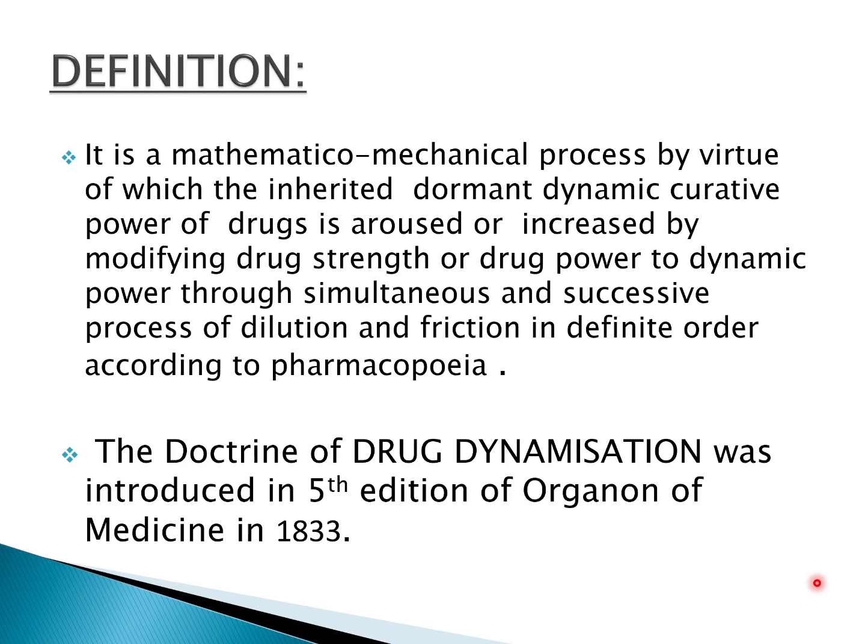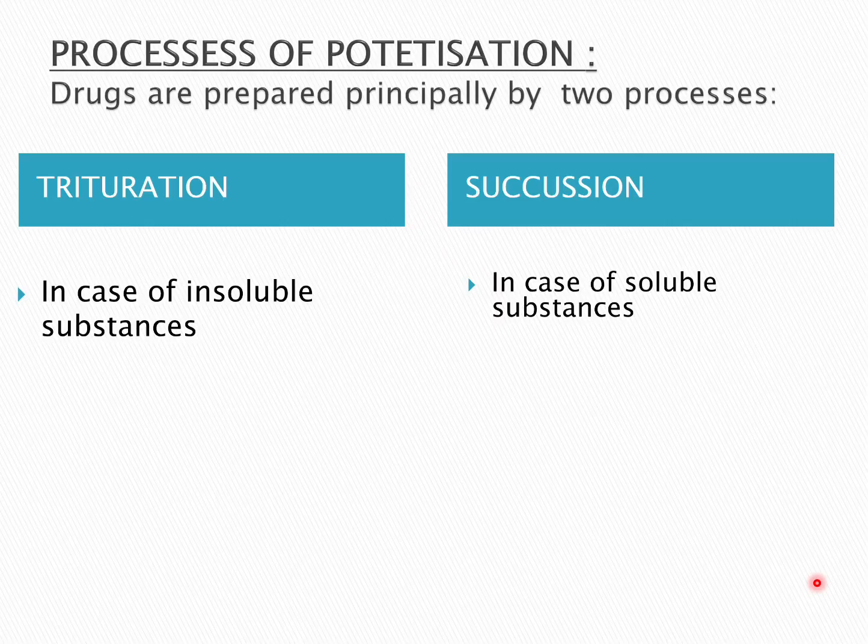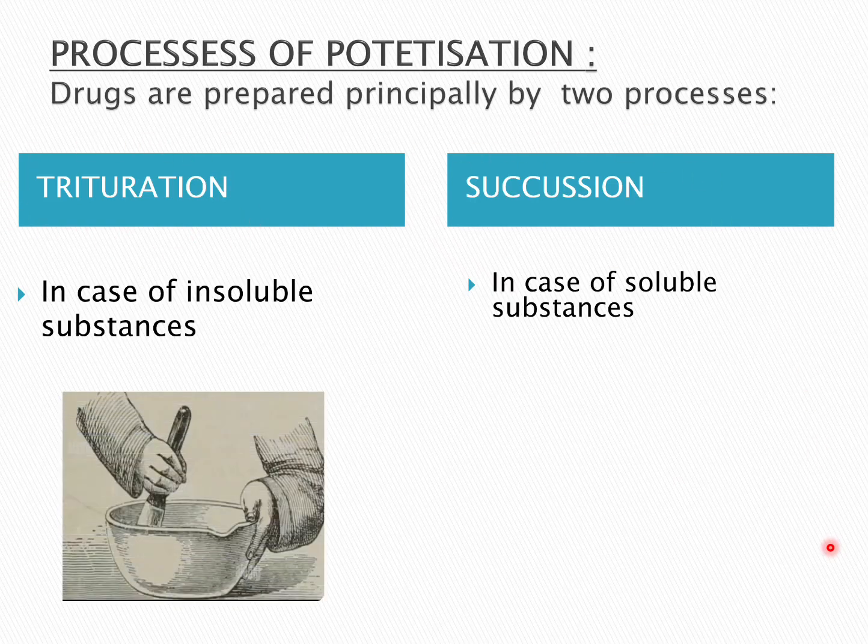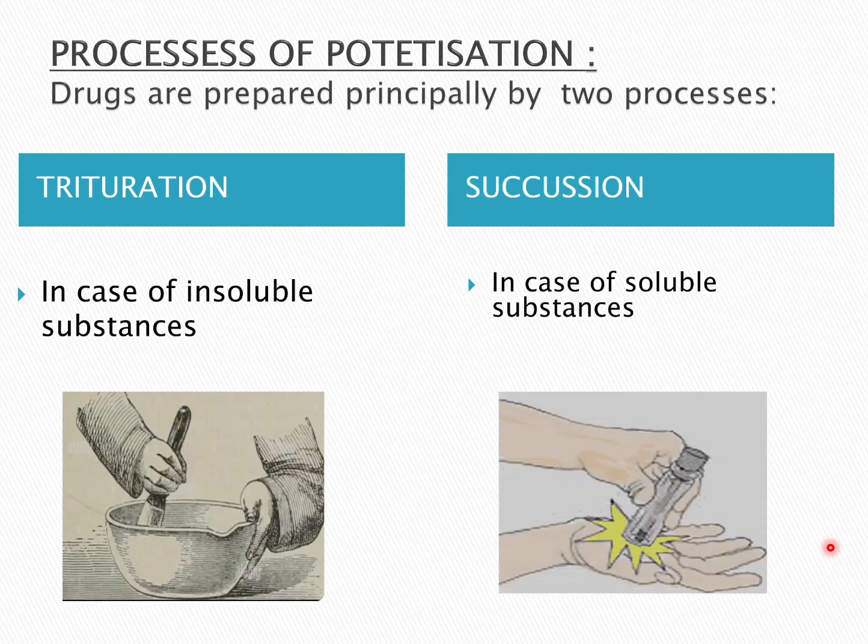The doctrine of drug dynamization was introduced in the 5th edition of Organon of Medicine in 1833. Processes of potentization. Drugs are prepared principally by two processes. They are trituration and succussion. Trituration is done in case of insoluble substances, whereas succussion is done in case of soluble substances.